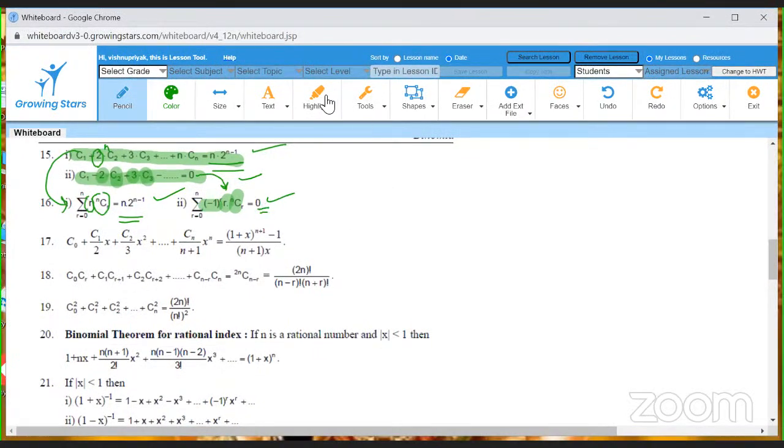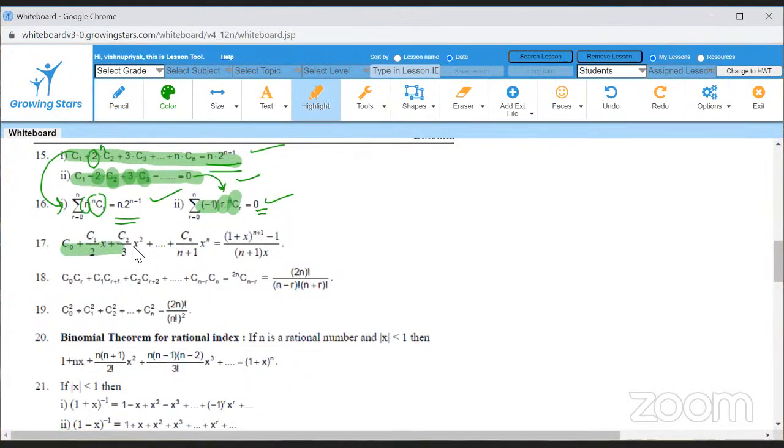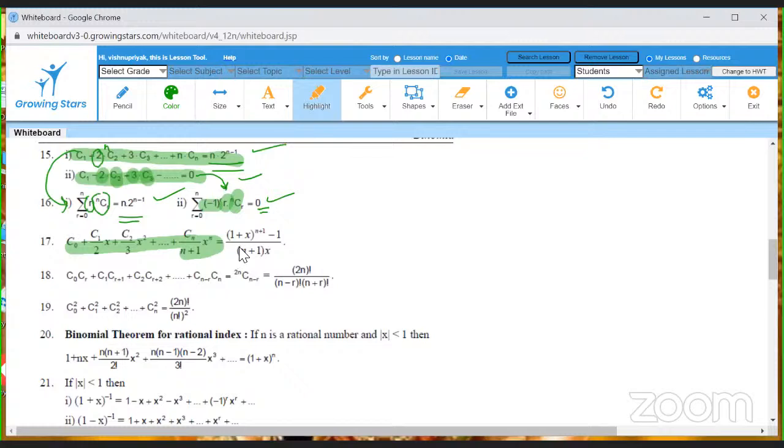Any other formulas? Then C0 plus C1 x by 2, plus C2 x squared by 3, ..., plus Cn x to the power n by n + 1. The formula is ((1 + x) to the power n + 1 minus 1) by (n + 1) into this.